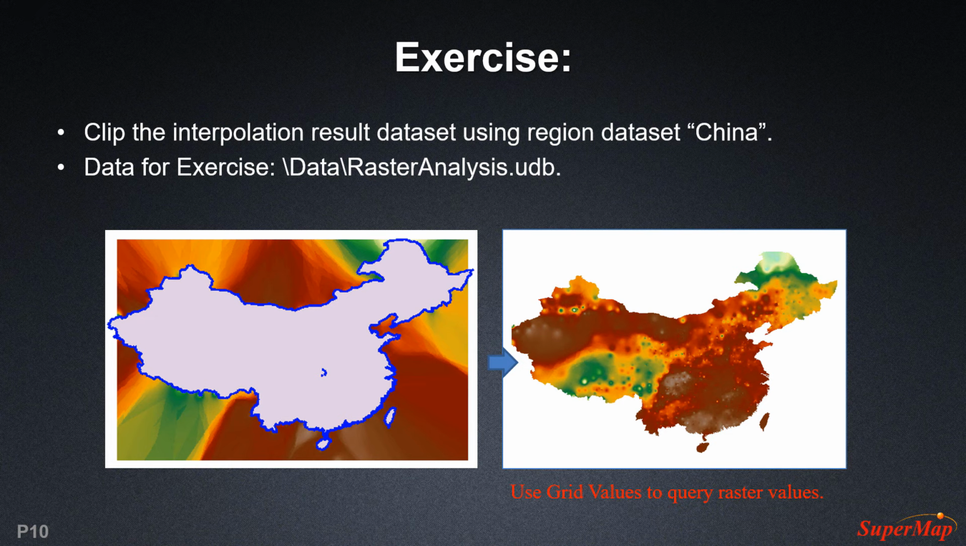Right, so the next logical step in our exercise is to clip our interpolation result using the China map dataset so that we can see the result on the Chinese map. We're going to be using map clip in order to achieve this. So let's go ahead and do this.